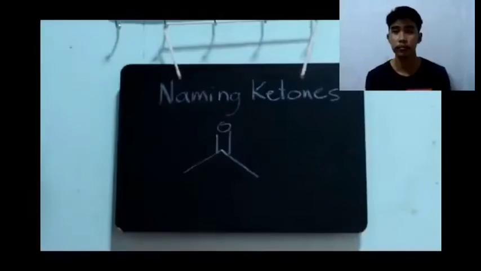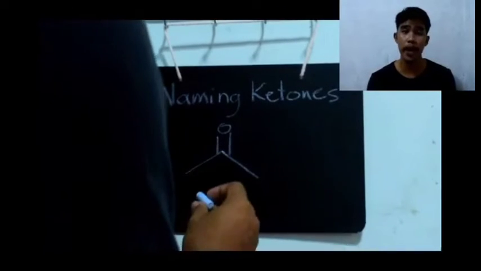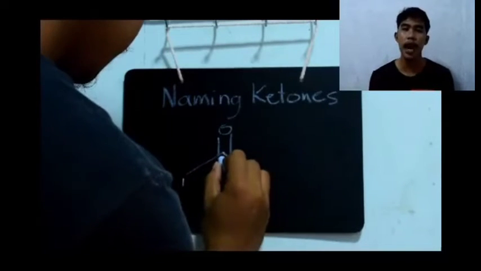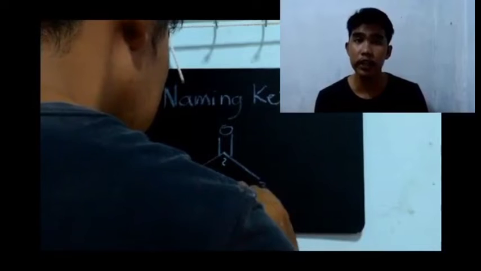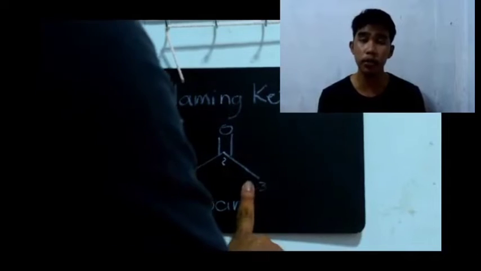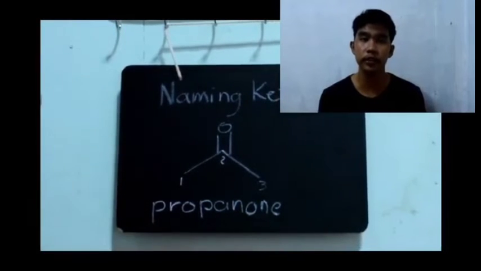Good day everyone, I am John Andrew R. Ureta, and in this part, I am going to discuss how to name and how to draw the structures of ketones. In our first example, we have a 3 carbon chain, meaning our parent chain is propane. Change the e ending of our parent chain to -one to have propanone. Propanone is the most common ketone. It is also known as acetone, which is effective in removing nail polish.